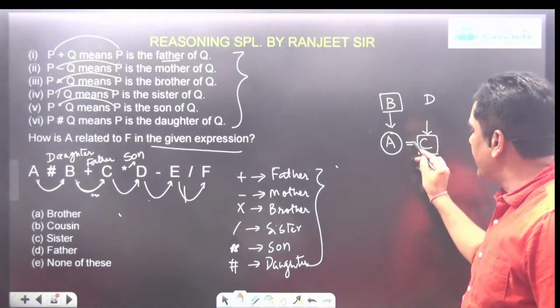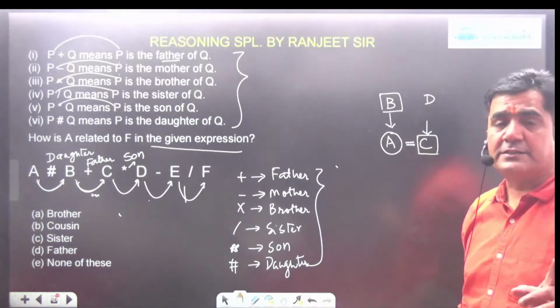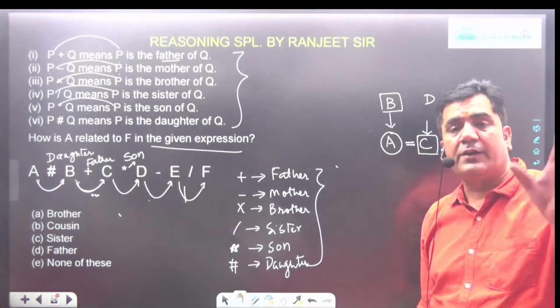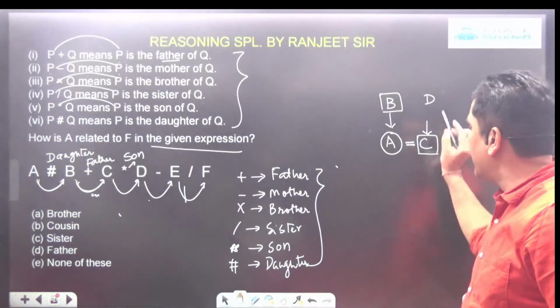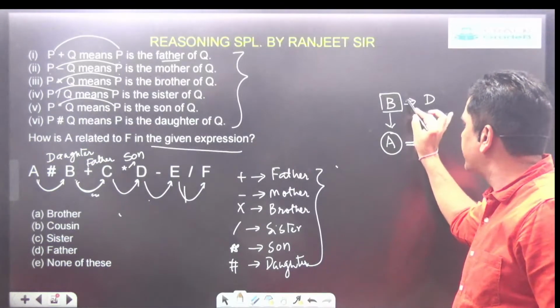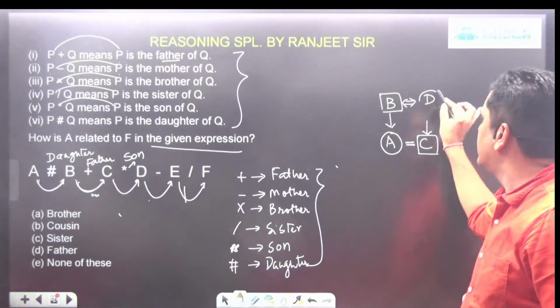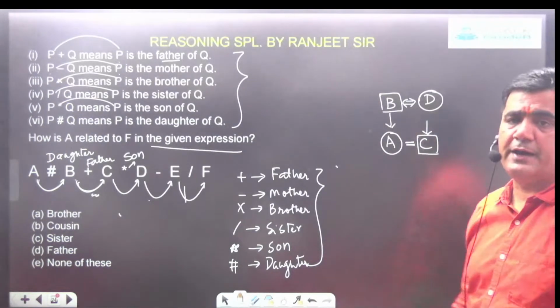Now just see, the equal to sign has come between A and C. Equal to means they must be real brother and sister. And since they are real brother and sister, these two must be a married couple.